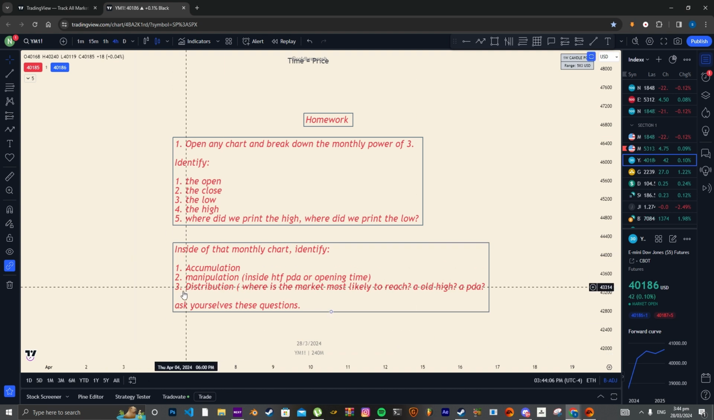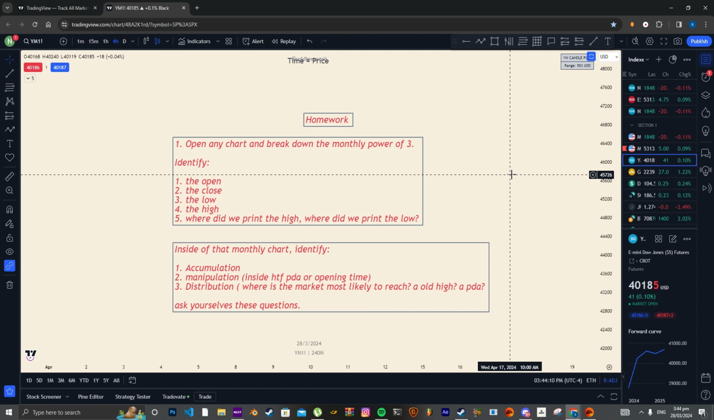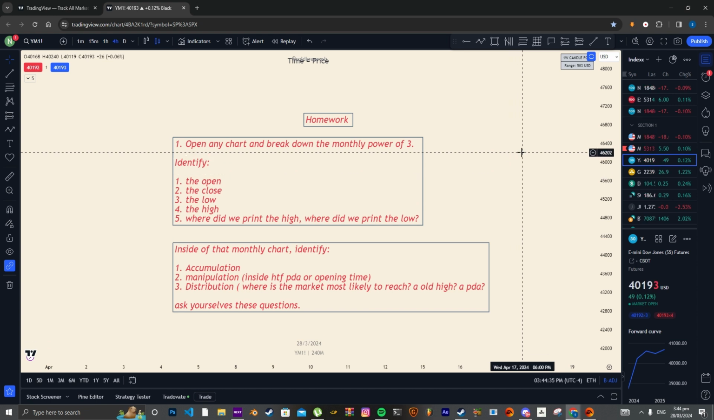And then inside of that monthly chart, identify your accumulation phase and your manipulation phase. Your manipulation phase is likely going to be inside of a high time frame PD array, whatever it is, breaker block, order block, rejection block, any of that, or an opening time. So previous monthly open, previous week open, or the current week open. You'll look for your manipulation. And then your distribution is where is the opposite side of the market? Where is the market most likely to reach an old high, maybe a PD array that's resting above an old high? You're going to ask yourself these questions, and you're going to journal them and write all of this down. And this doesn't go deeper than just one.